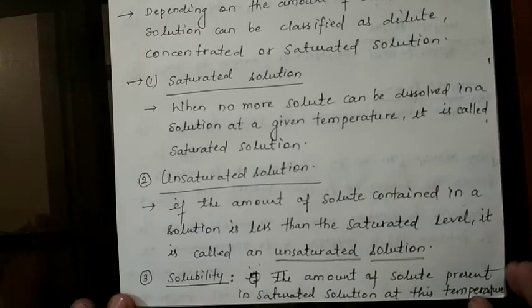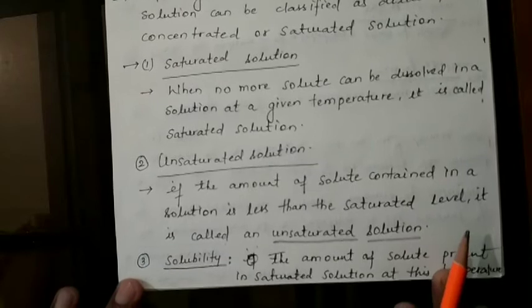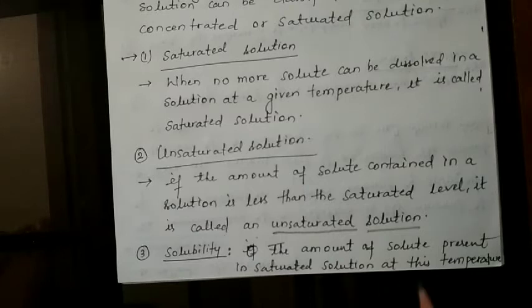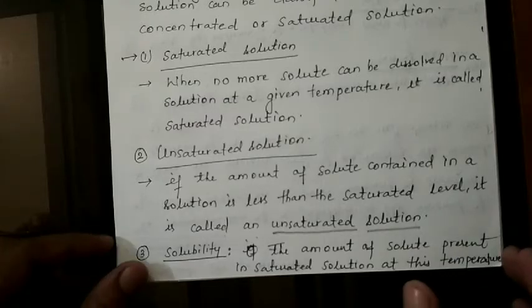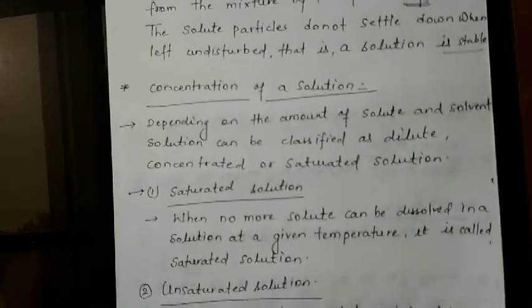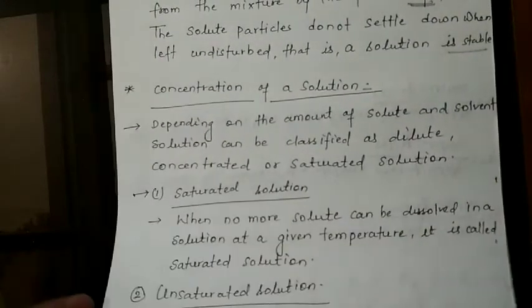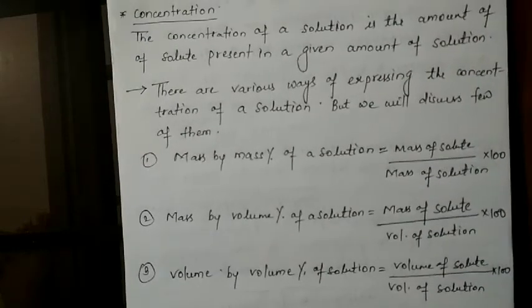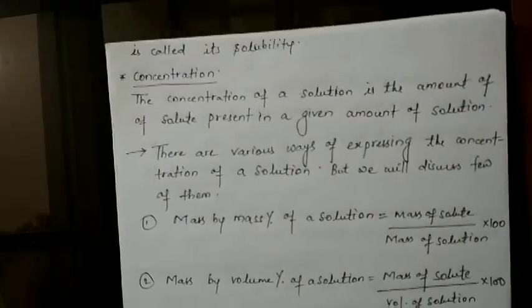Then solubility. What is called solubility? Let's see what this solubility is. Solubility means the amount of solute present in a saturated solution at a given temperature. That is called solubility.